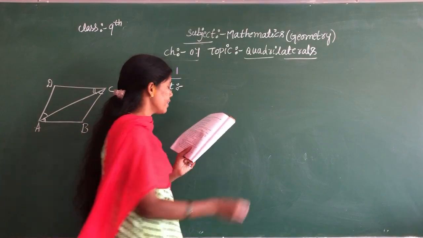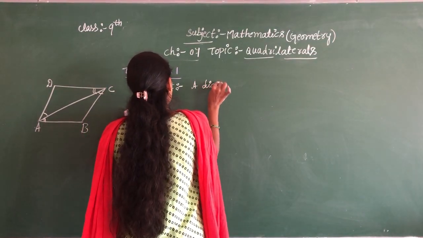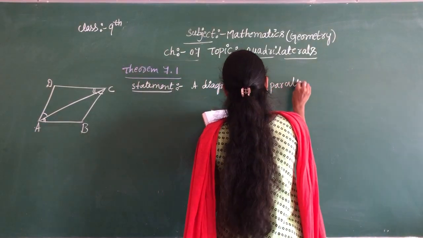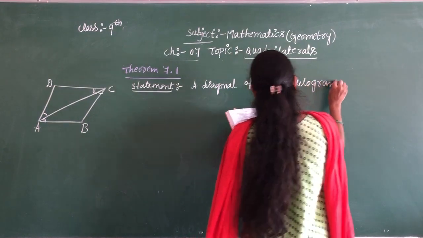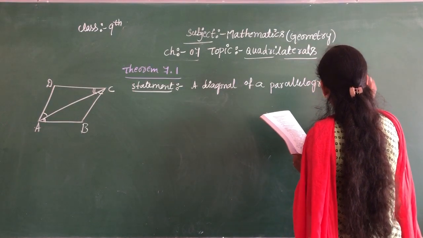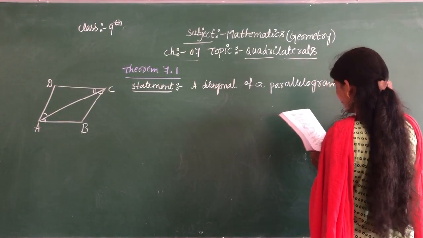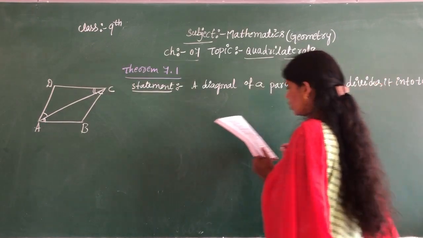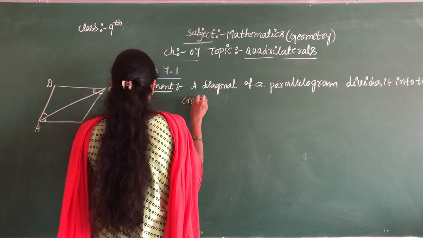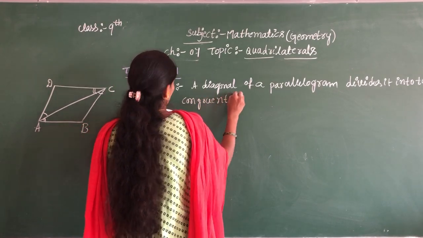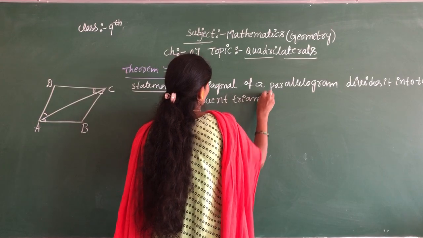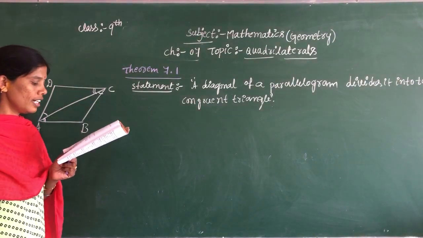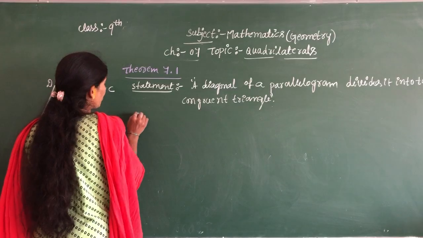Statement: A diagonal of a parallelogram divides it into two congruent triangles. The diagonal AC is one of the diagonals. Okay, now you should write the proof.